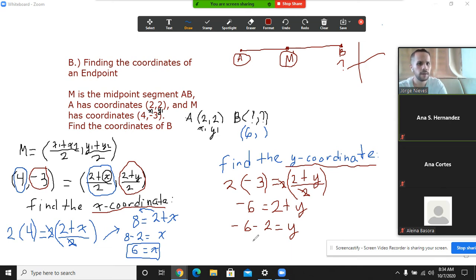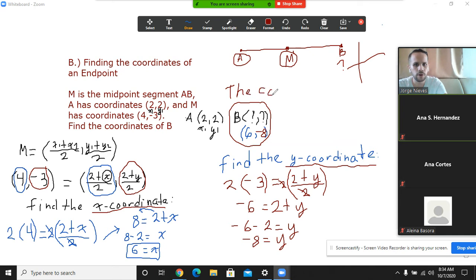-6, negativo 8, ¿verdad? Dijeron, me imagino. So here, you can see I have both coordinates. So the other coordinate is -8. So you can say that the coordinates of B, ¿verdad, are 6 and -8, like we have it here. Estas son las coordenadas, ¿verdad? That was the question I was asked to answer. The coordinates of B. Preguntas de este ejercicio.